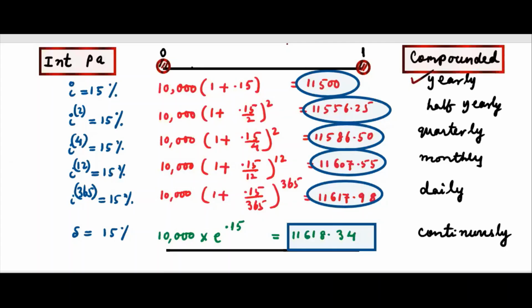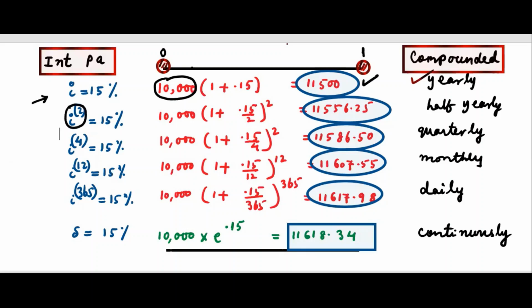We'll have a look at how money grows at different interest rates. Suppose 15% is the interest rate for 1 year. If you deposit 10,000, it will grow to 11,500 in 1 year.